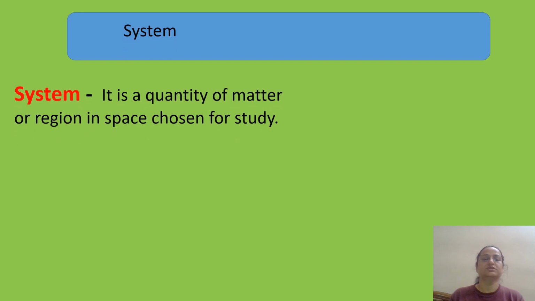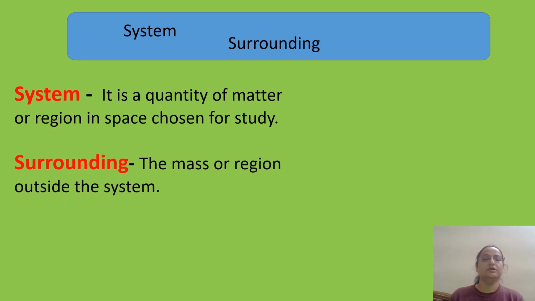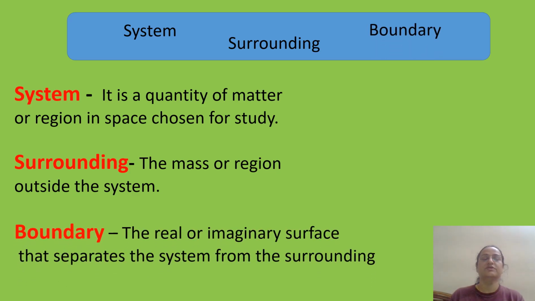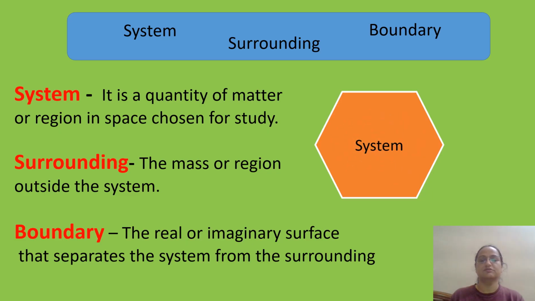Now, when we study thermodynamics, there are three very important terms that we should be aware of. First one is system. It is that quantity of matter or region in space that we choose for our study. Then is the surrounding. The mass or region outside the system is known as surrounding. And it is boundary. Boundary means the real or imaginary surface that separates the system from the surrounding. Here you can see, this is the system that I have chosen for my study. The space around the system is the surrounding, and this is the boundary that separates the system from the surrounding.